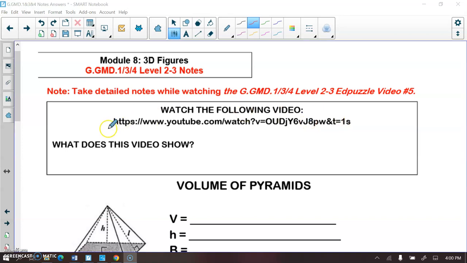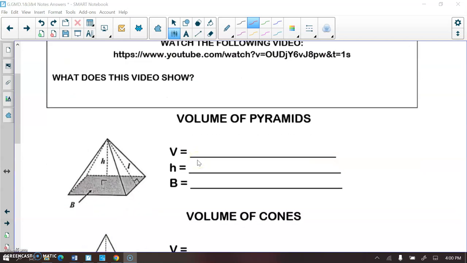All right, I'm going to have you go on YouTube and watch the following video. And then you're going to have to explain what this video shows. So pause this Edpuzzle video and go to the following YouTube video to tell me what this video shows, and write it down in this area.